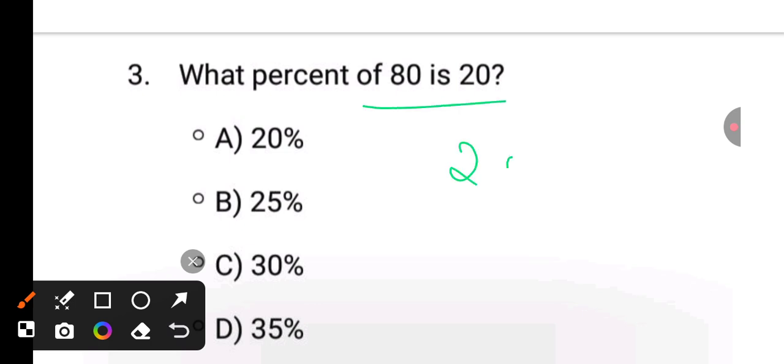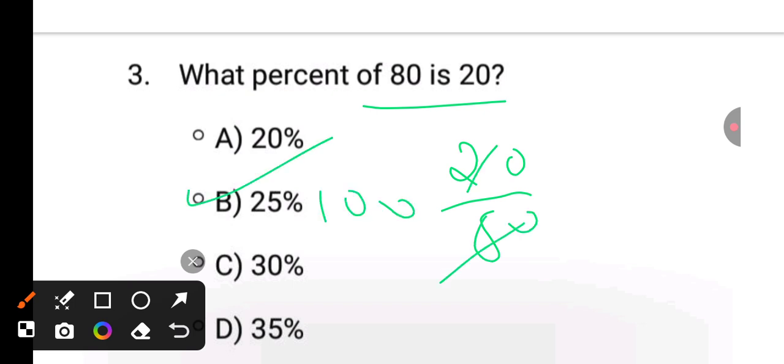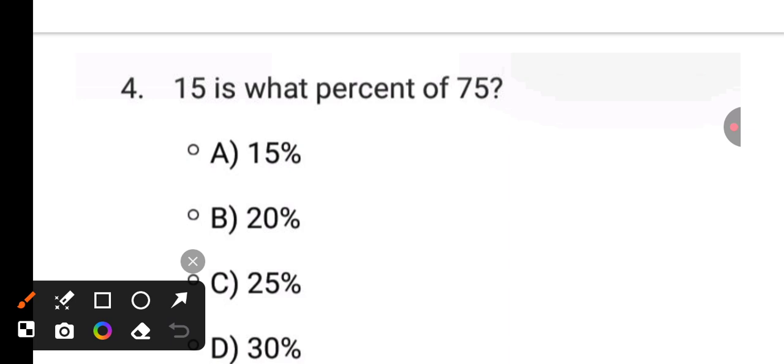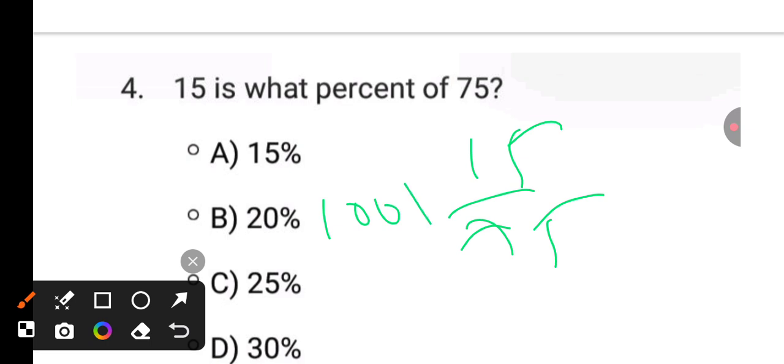Next, what percentage of 80 is 20? 20 by 80 into 100. It is 25%. Next, 15 is what percent of 75? 15 by 75 into 100. Again it is 15, 5 times, it is 20%.